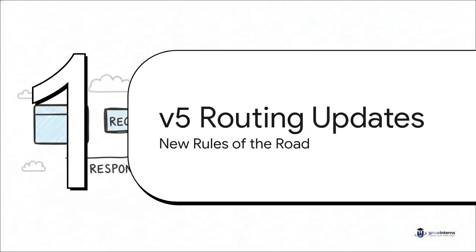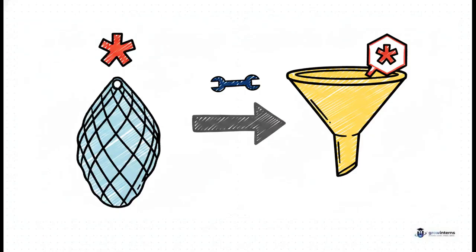All right, Section 3, Express v5 routing updates. Let's take a moment to contrast the old and the new here, because if you upgrade to version 5 without switching from the old asterisk to a named wildcard, your routing is going to silently break. And honestly, this is a massive gotcha for teams migrating legacy codebases.